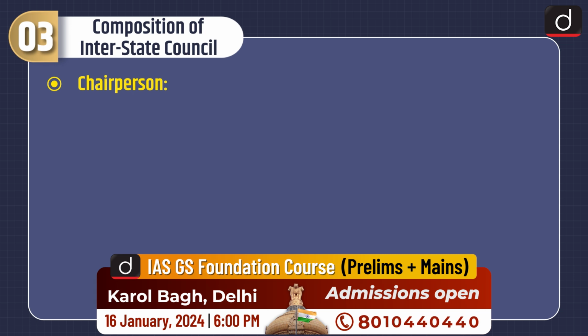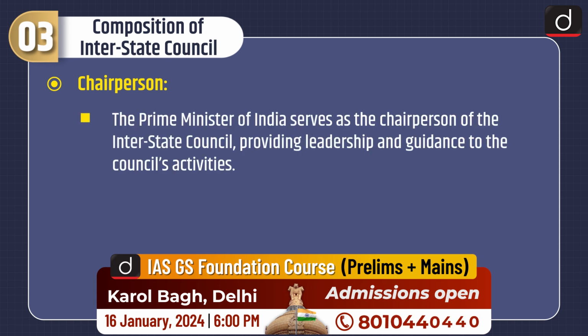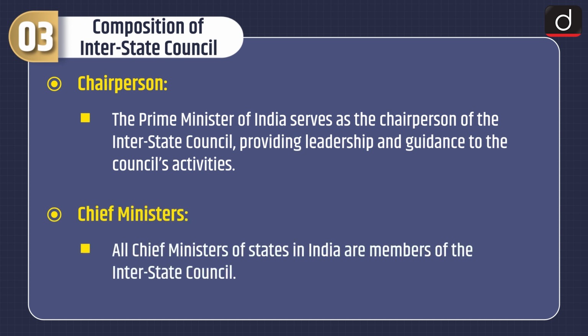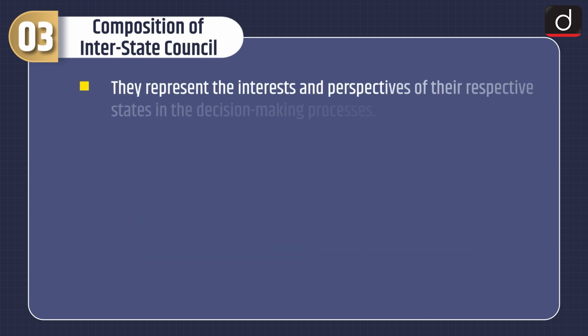First is chairperson. The Prime Minister of India serves as the chairperson of the Interstate Council, providing leadership and guidance to the council's activities. Second is chief ministers. All chief ministers of states in India are members of the Interstate Council. They represent the interests and perspectives of their respective states in the decision-making processes.